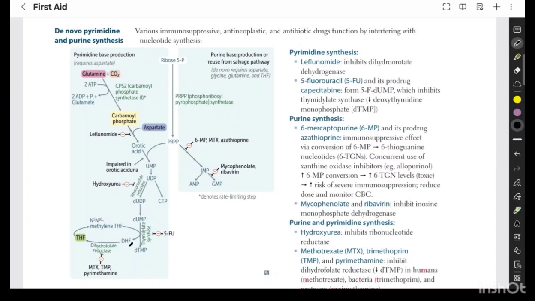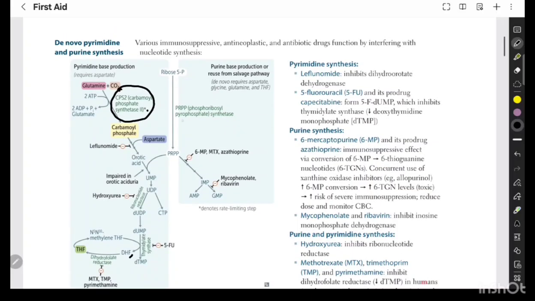That's what you need to know. But now you would say that for that you would need to memorize the steps, right? No. So basically what you need to remember is the rate limiting steps in biochemistry. And for this particular de novo pyrimidine and purine synthesis, you need to remember the enzymes. The two main enzymes that you really need to remember are carbamyl phosphate synthetase 2 and PRPP synthetase.